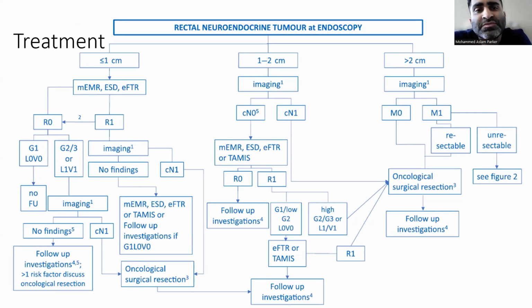So then your lesions which are 1 to 2 centimeters, again, imaging first. If there's no lymph nodes, then you can proceed to ESD or EMR. If you have a complete resection, you would do some follow-up investigations. If you don't, you would then consider going to an oncological resection depending on your grade. And then the less than a centimeter lesions, I'm going to chat quite a bit about in the slide following.